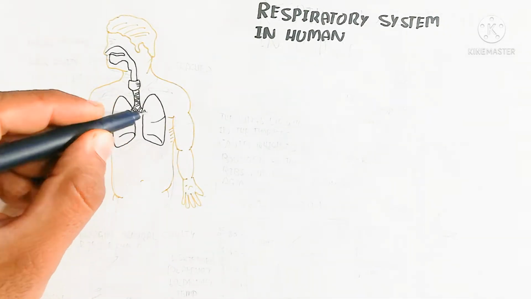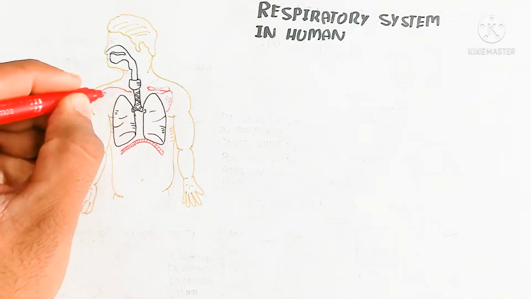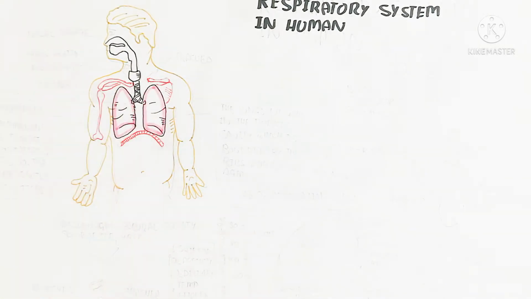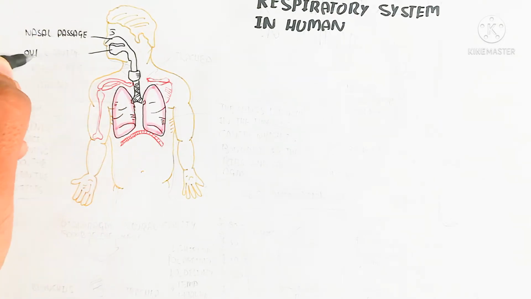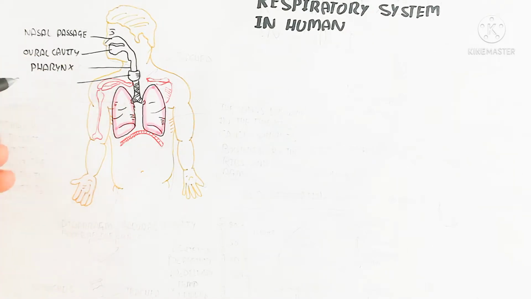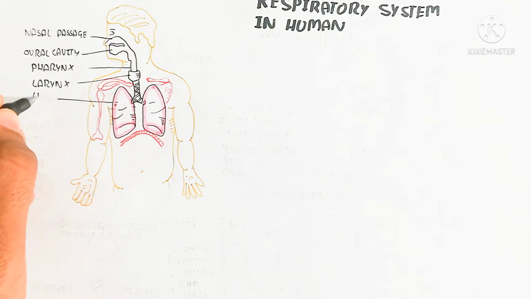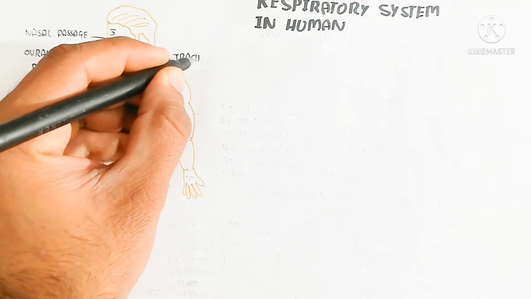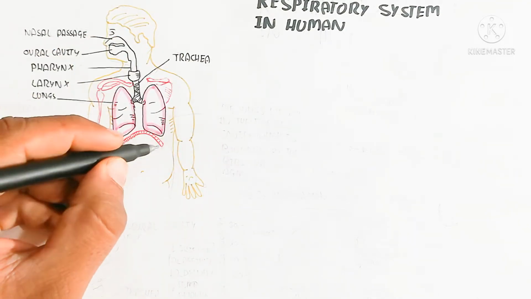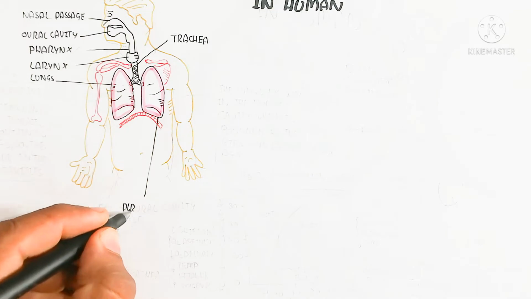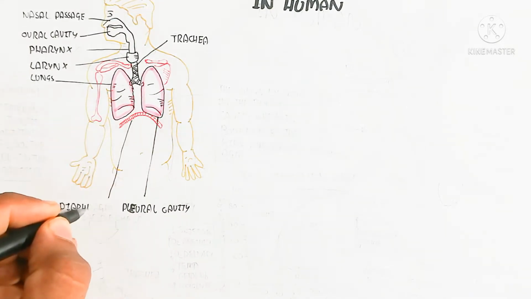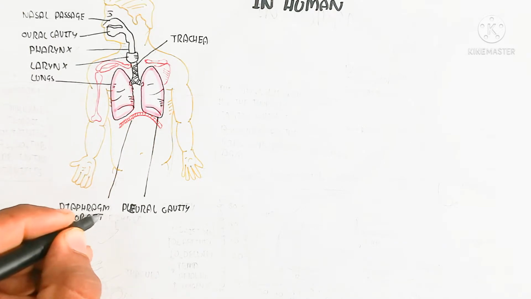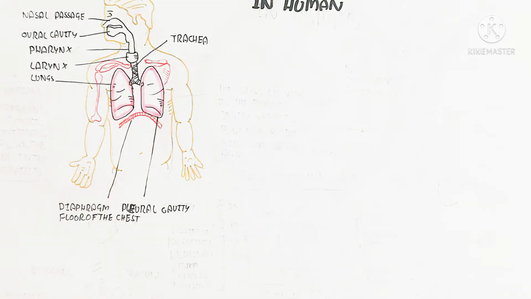Here is the nasal passage, which starts from the nostril, and this is the clavicle, and the scapula bone is behind the lungs. The oral cavity is also used for breathing. This is the pharynx and larynx. The larynx is used for the voice because it contains the vocal cords, and this is the trachea, which is used for breathing from the lungs. Here is the pleural cavity and the diaphragm, which is at the bottom.